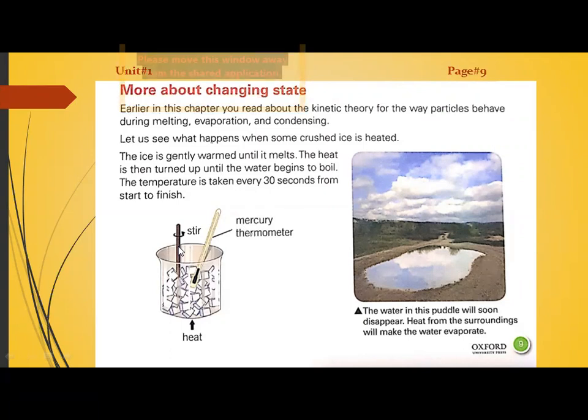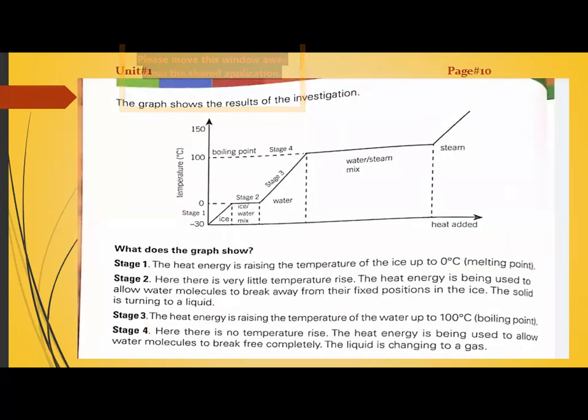The ice is gently warmed until it melts. Okay, you can heat these ice cubes until they melt. The heat is then turned up until the water begins to boil. You should continue to heat until the water begins to boil. Okay, so the temperature is taken every 30 seconds from start to finish, and you can get the idea from this graph. The graph shows the results of this investigation. Okay, so it will be from minus 30 degrees centigrade to 0 degrees centigrade.